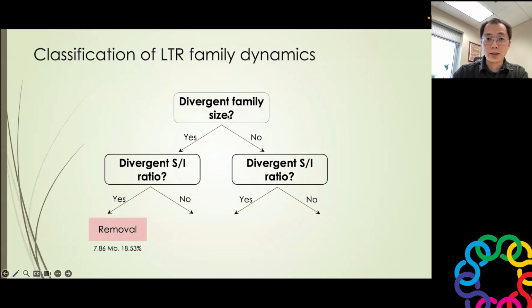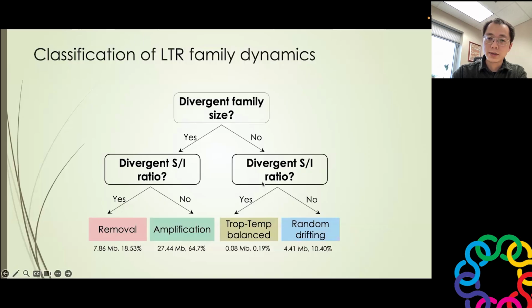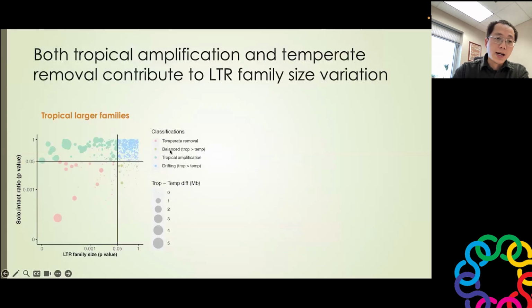And if there's no difference, but the family size is significantly different, then we can tell the size difference is driven by the amplification dynamic. And of course, we have the ones that are not different, and that can be either balance, removal, or random drifting. We have some small observations here. So the major focus is on the removal and amplification.